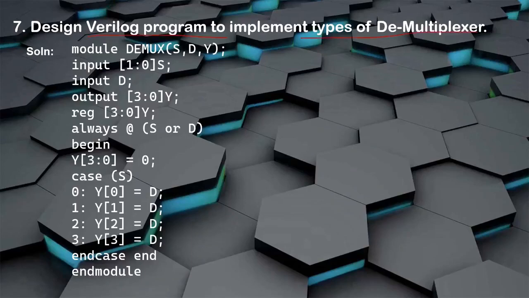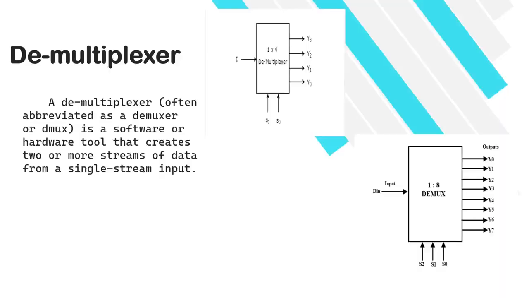First of all, let me tell you what a demultiplexer is. A demultiplexer is also abbreviated as demuxer or demux. It is the opposite of a multiplexer. In a multiplexer, we used to have 4:1 or 2:1 or 8:1, whereas in a demultiplexer, it is vice versa. We'll have 1:4, 1:2, or 1:8.